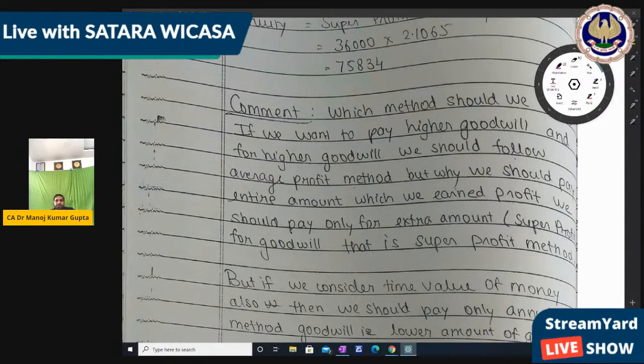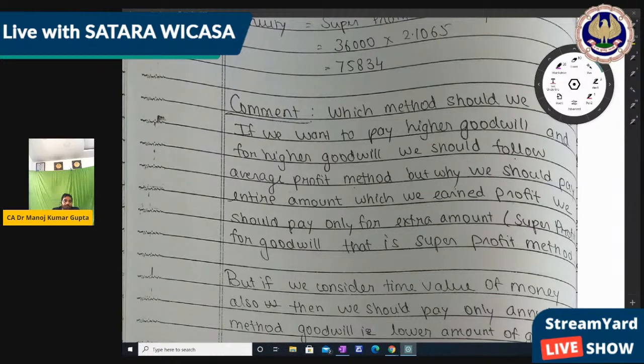Is it clear? Okay. Which method should we use if we want to pay higher goodwill? For higher goodwill we should follow the average profit method, right? Because in the average profit method we get the maximum goodwill. But why should we pay for the entire profit we earn? We should pay only for the extra amount, that is super profit, for goodwill. That is the super profit method, right?